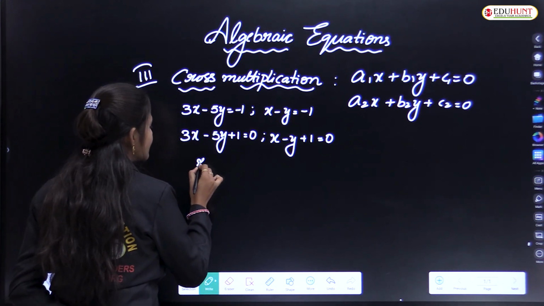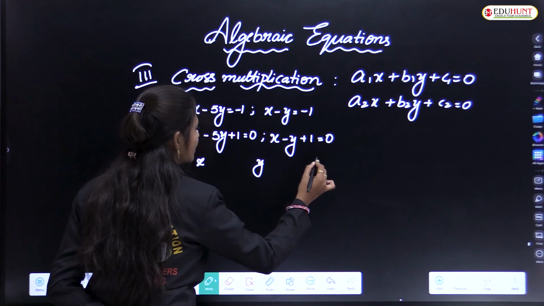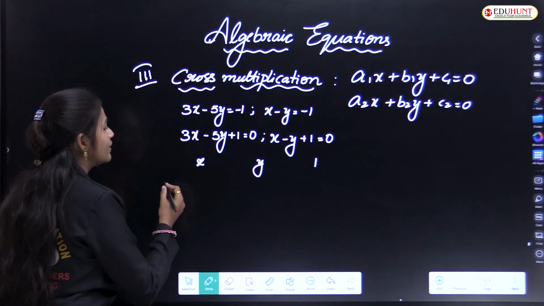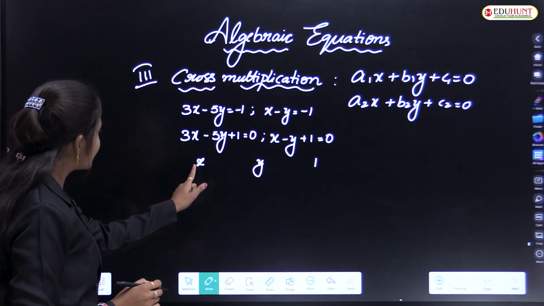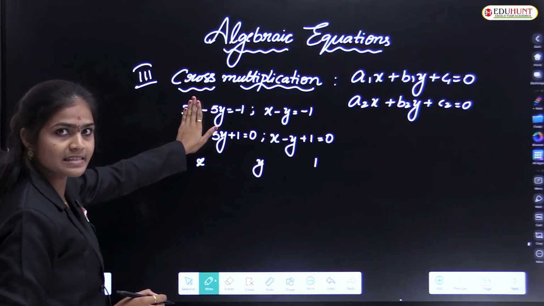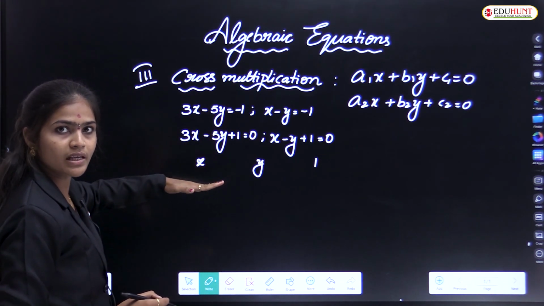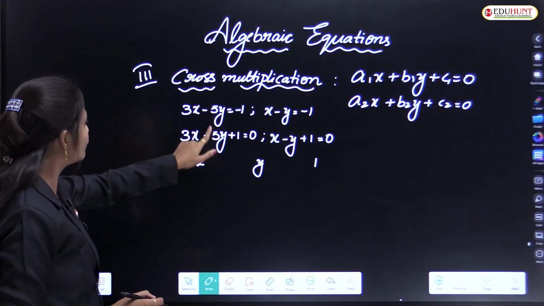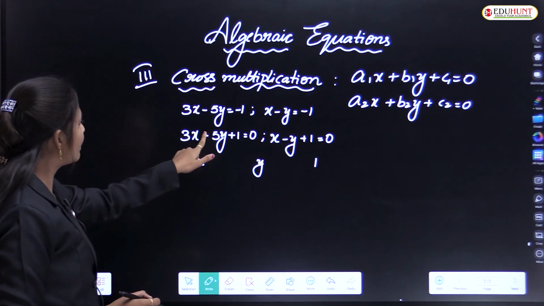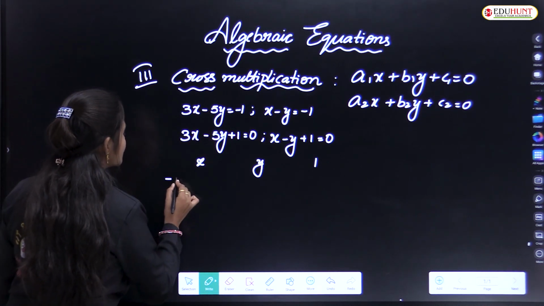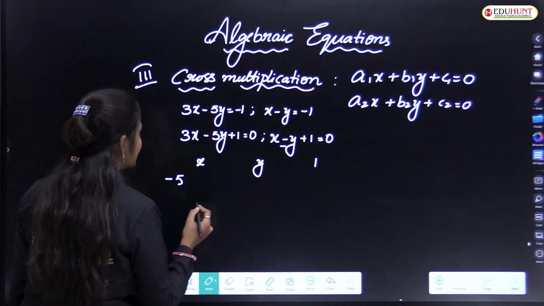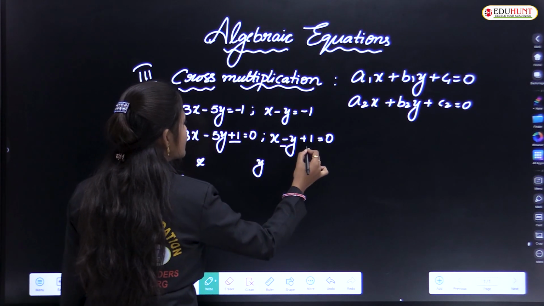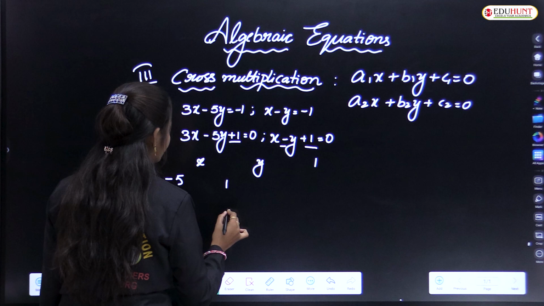Now if you forgot the formula, don't forget this one. I told you that for x values we write the y coefficients and constants, no? First, for x, we remove the x coefficients. So we write the y coefficients. What are the y coefficients here? Minus 5, and here the y coefficient is minus 1. Next the constants, plus 1 and plus 1.